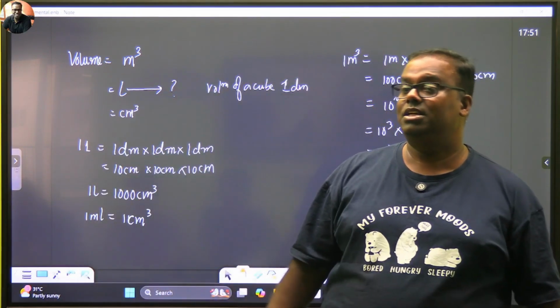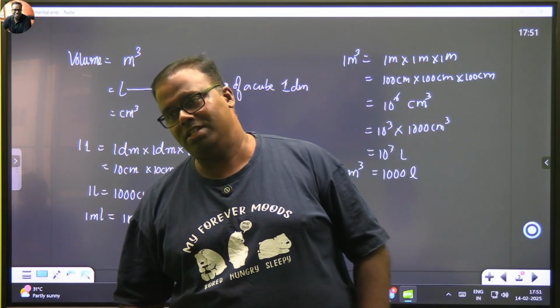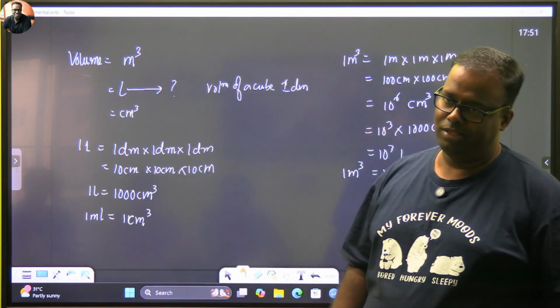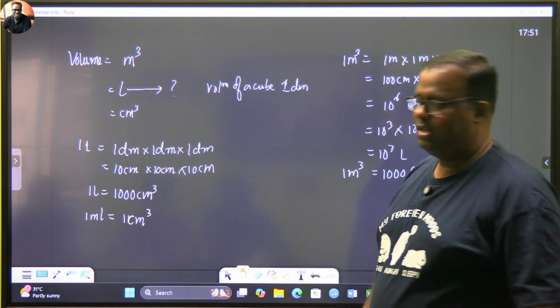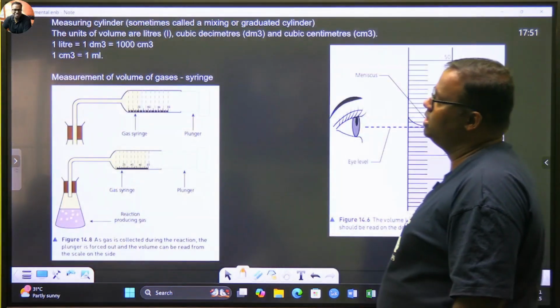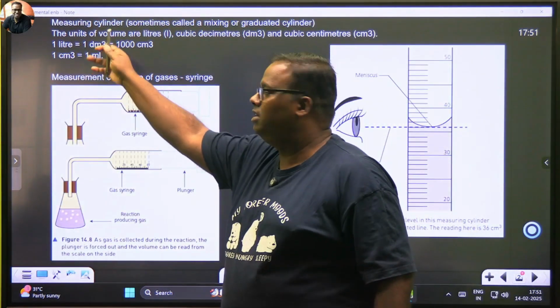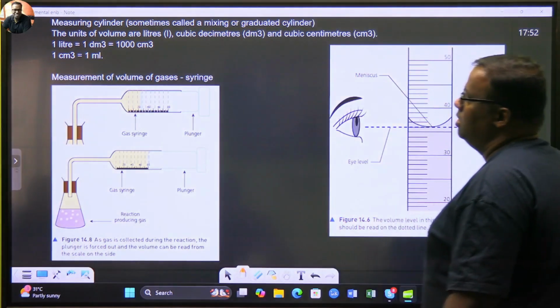1 liter is 1000 centimeter cube. 1 cm cube is 1 ml. Perfect. Clear? Okay, so we go back to our measuring cylinder. So I think now these are clear to you. What is 1 centimeter cube?